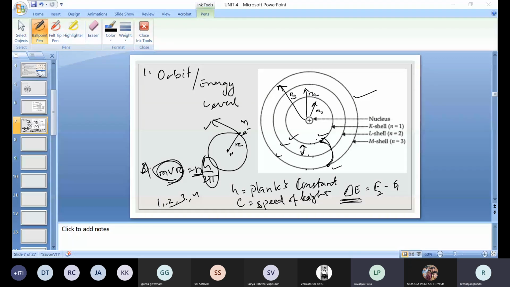The second postulate is saying that the orbit of the electron doesn't change unless energy is added or removed. Okay, ma'am. Unless energy is added or removed. Are you noting it down? Yes, ma'am. That is the second postulate.